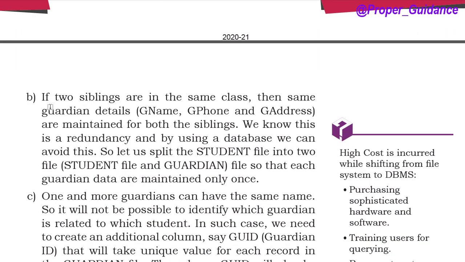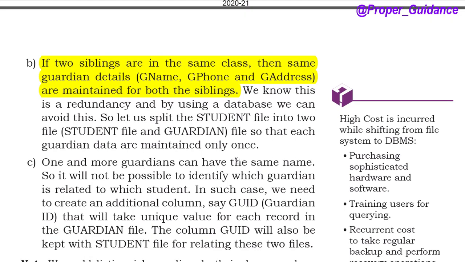And next point, if two siblings are in the same class, then the same guardian details are maintained for both the siblings. We know this is a case of redundancy, and by using a database we can avoid this. So let us split the student file into two files, student file and guardian file, so that each guardian's data is maintained only once.